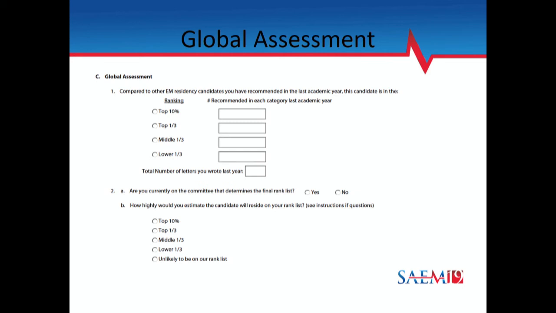You really hope you don't get unlikely to rank. We don't use that option very often. Everything else, if you're lower third, it's not getting blackballed. If you are unlikely to rank, that's kind of a blackball.